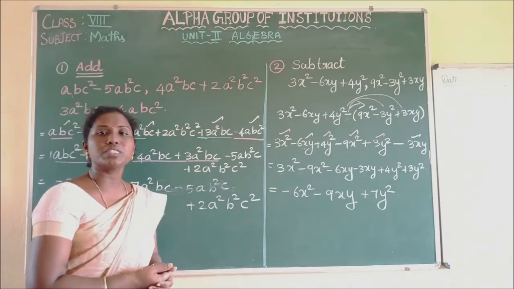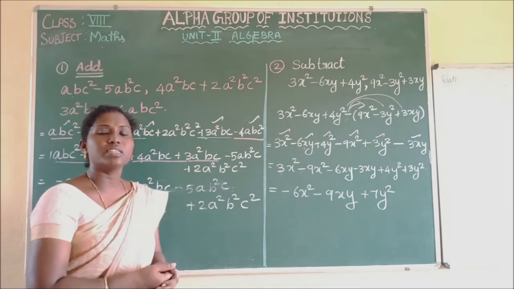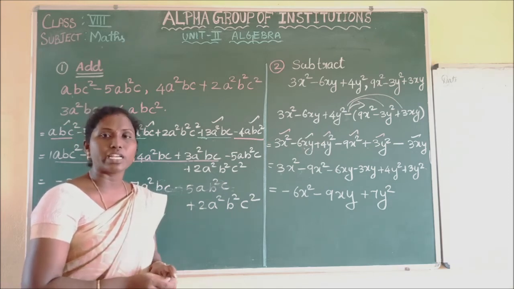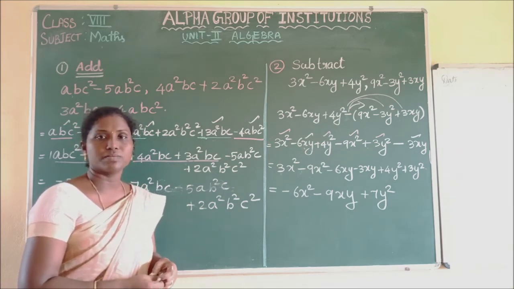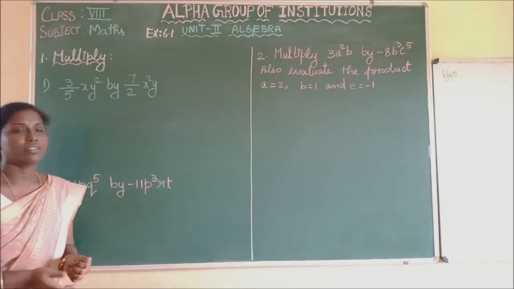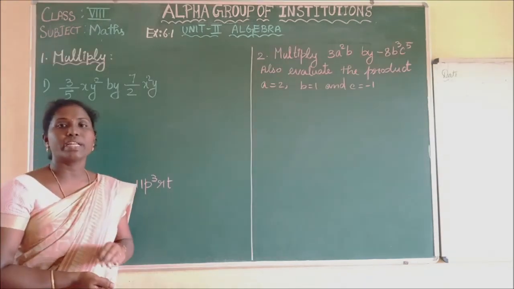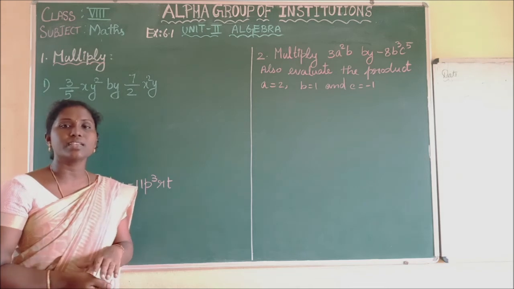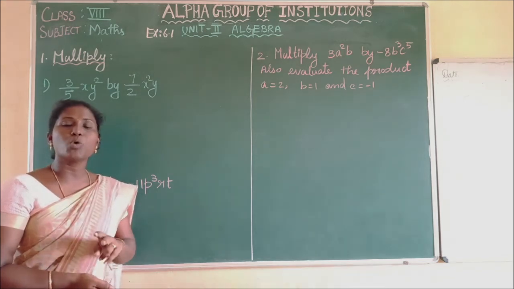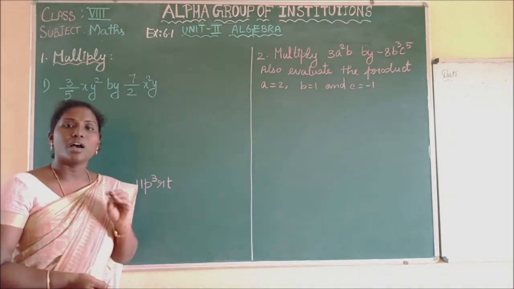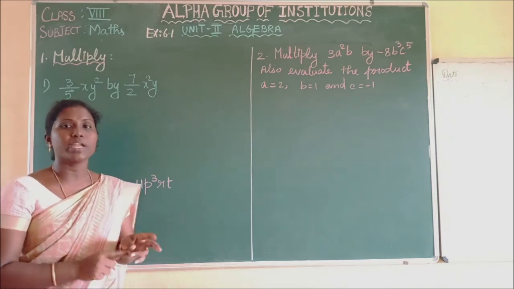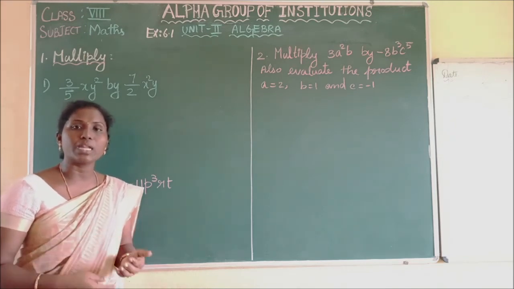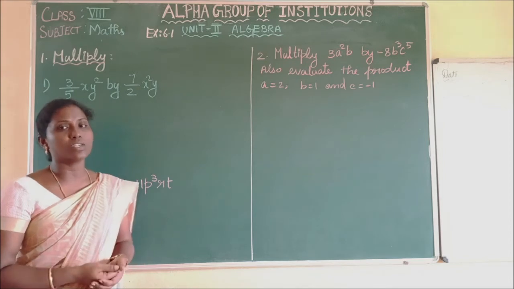Now we are going to start the first exercise. The exercise is based on the multiplication of polynomials. Now we are going to solve the problems in exercise 6.1. In this exercise, we are going to multiply monomial by monomial, monomial by binomial, binomial by binomial and like that. We are going to multiply and see the result of the polynomials.